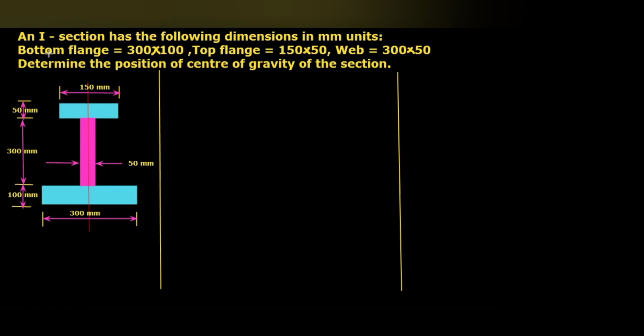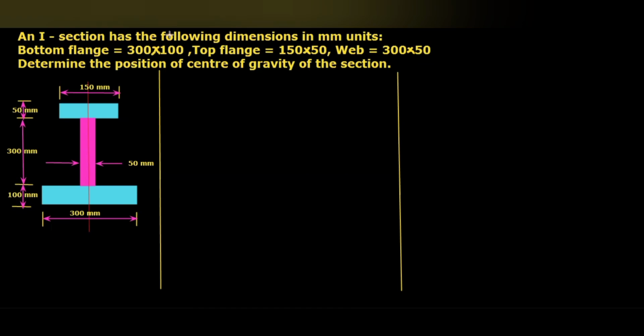Today's class we are going to discuss a numerical on the topic center of gravity of symmetrical sections. Let's go to the numerical. An I section has the following dimensions in units. Bottom flange 300 into 100, top flange 150 into 50, web 300 into 50. Determine the position of center of gravity of the section.